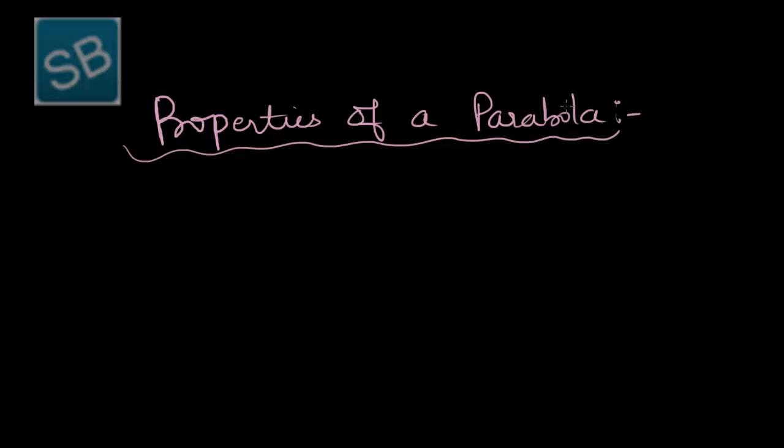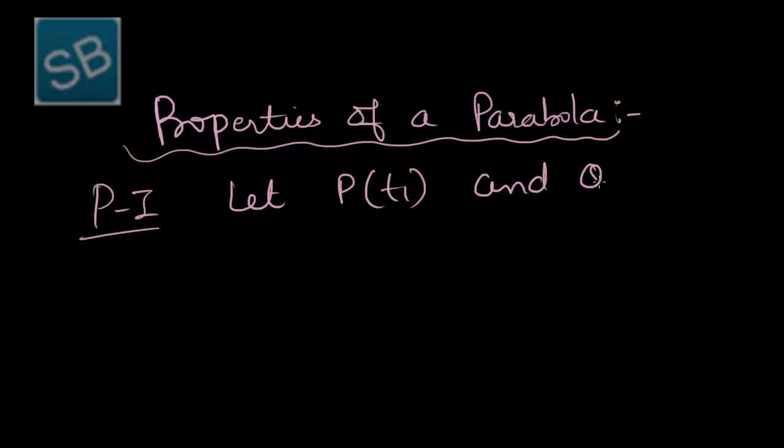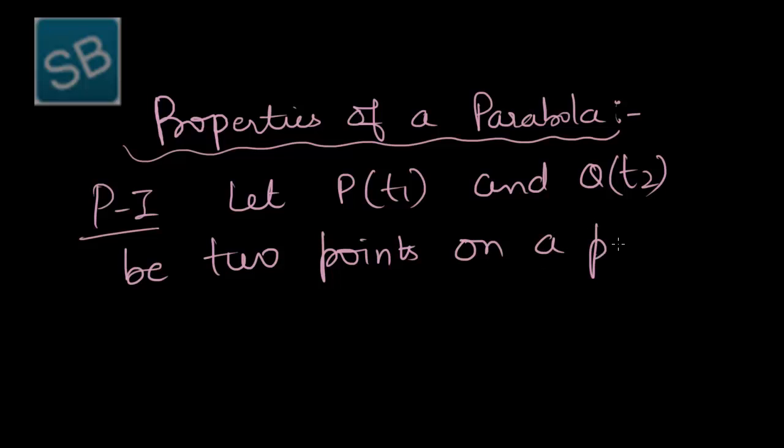Now we are going to discuss properties of a parabola. First property is P1. Let P of t1, that is parametric equation of parabola, and Q of t2 be another point in the parametric equation form, be 2 points on a parabola.